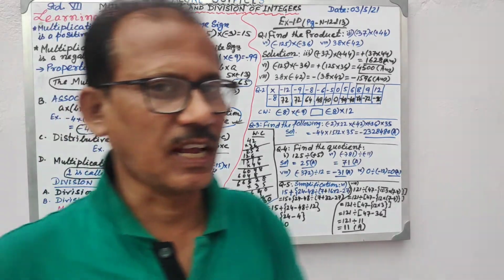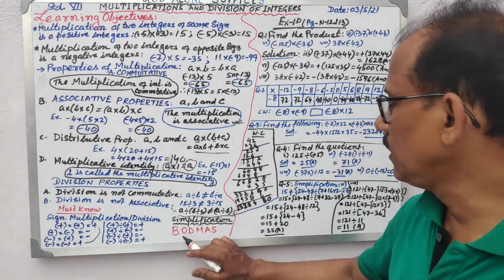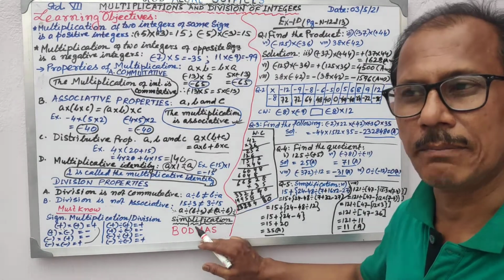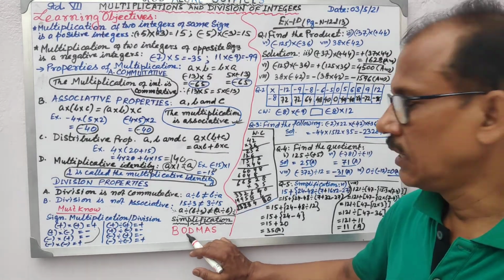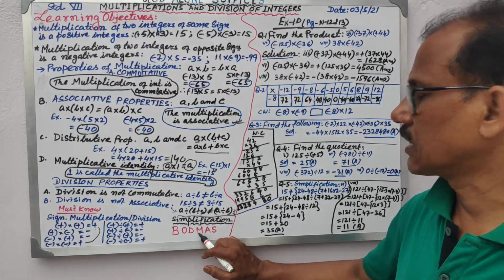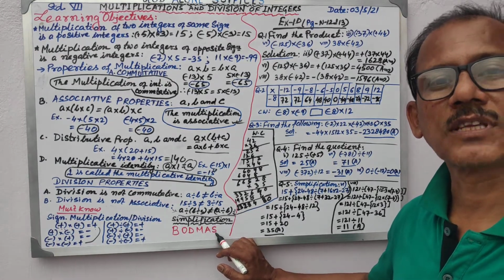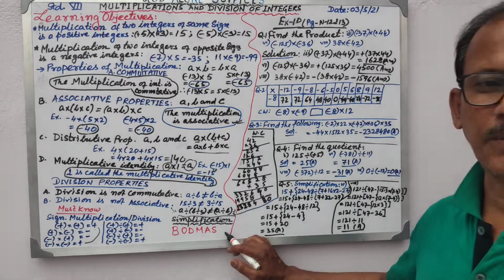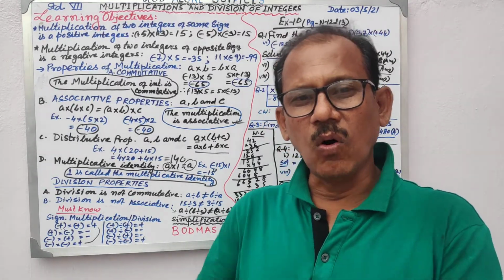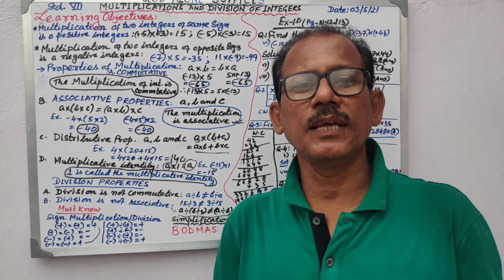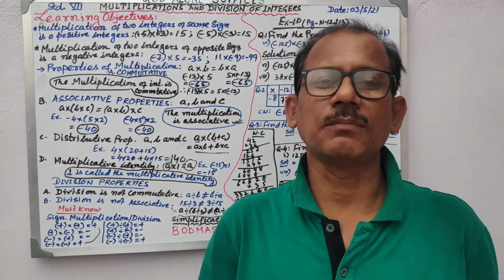Now for simplification, I have told you the Brahmastra is BODMAS, B-O-D-M-A-S. This is an abbreviated form. B stands for bracket, O stands for of, D stands for division, M stands for multiplication, A stands for addition, and S stands for subtraction. This is the order of simplification. In one sum, all the brackets will be there, and then all the operations, addition, subtraction, multiplication, division, you will have to do.